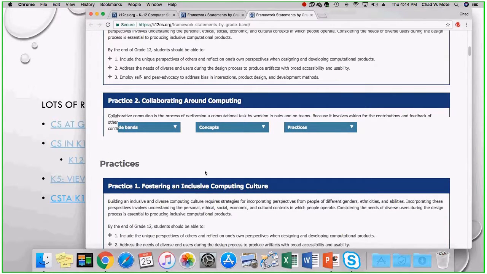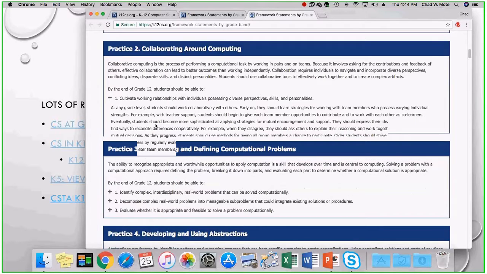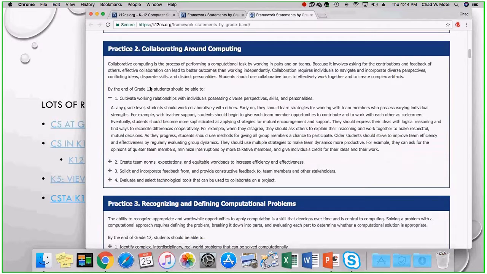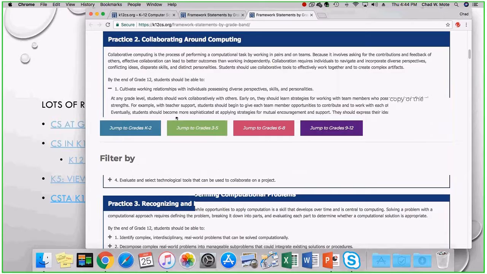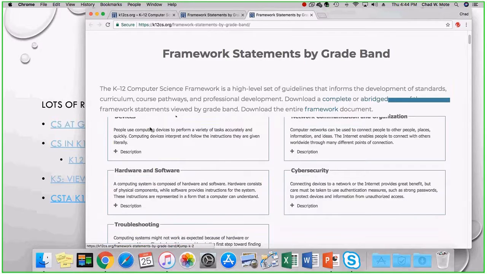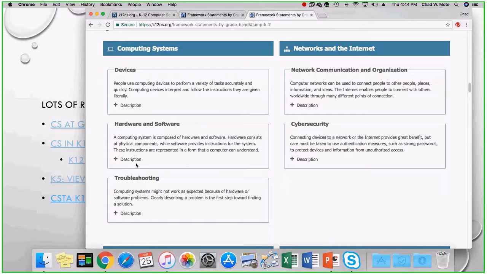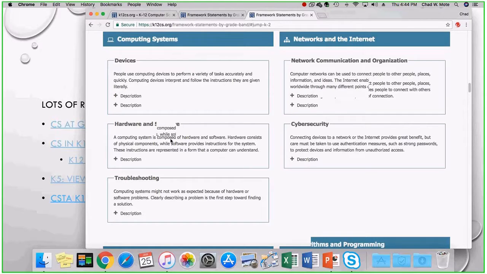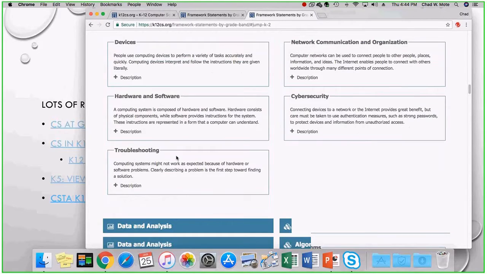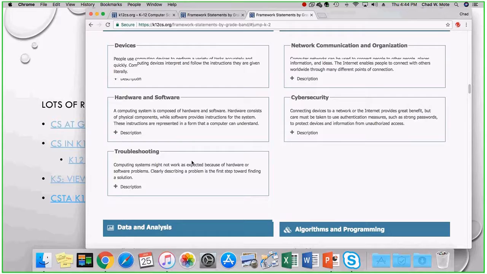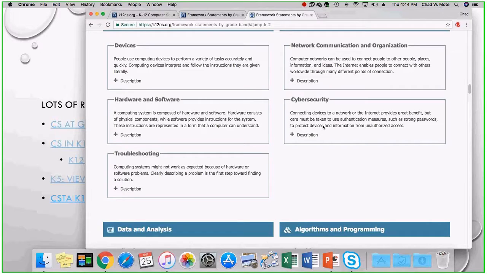These actually can be broken down by the end of grade 12, by the end of grade 12. Let's look at 2nd grade. So in 2nd grade, much of this is learning about devices, the hardware and software, how to troubleshoot, the security pieces. That's really important for the younger kids.